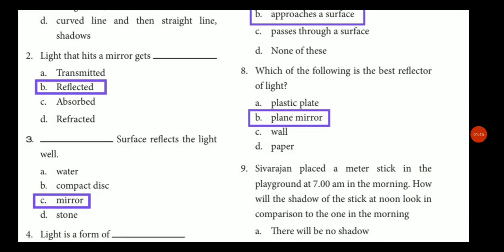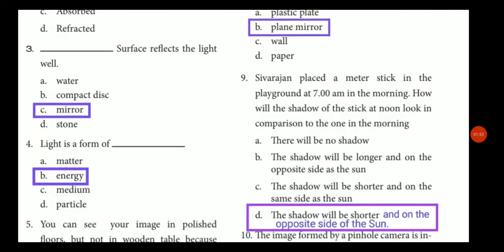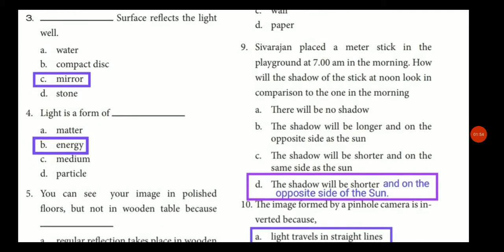Eighth one, which of the following is the best reflector of light? Which one reflects best? Plane mirror. Ninth one, Sivarajan placed a meter stick in the playground at 7 AM in the morning. How will the shadow of the stick at noon look in comparison to the one in the morning?